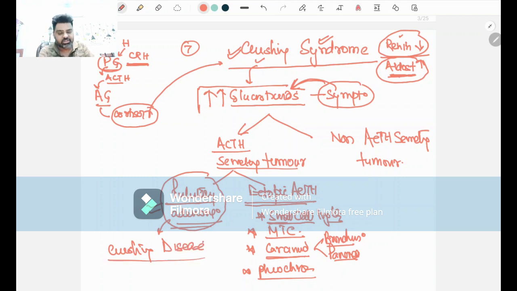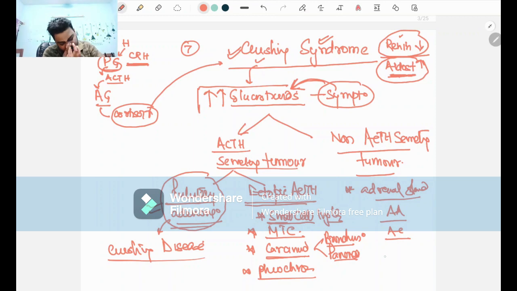So all Cushing disease comes under Cushing syndrome, but not all Cushing syndrome is Cushing disease. When the cause of Cushing syndrome is localized to the pituitary gland or the pituitary adenoma, then it is known as Cushing disease. Then we come to the non-ACTH secreting tumor, which generally arises from the adrenal gland. So it can be adrenal adenoma, adrenal carcinoma, or a very important condition, primary bilateral macronodular adrenal hyperplasia, which we'll discuss after some time.